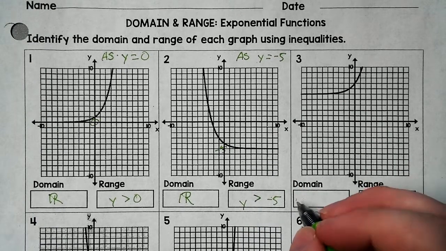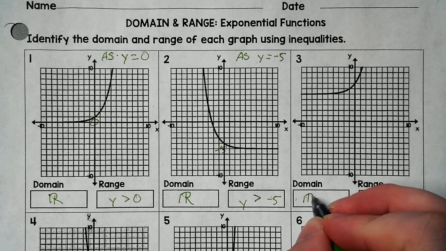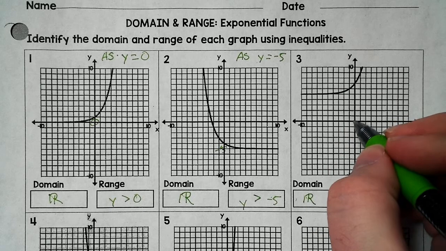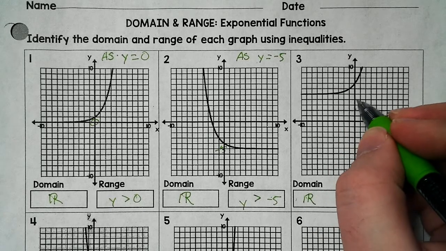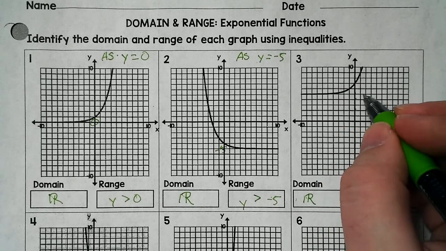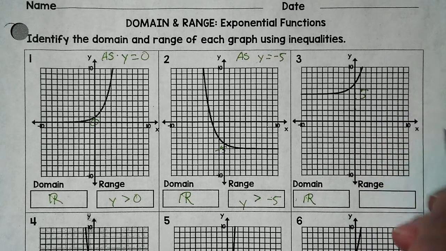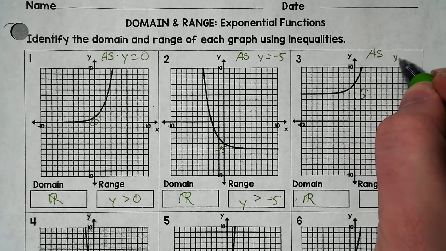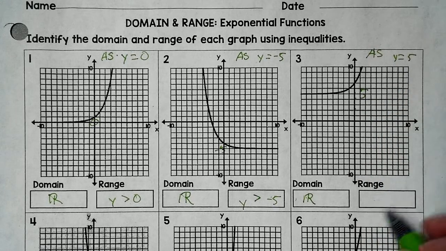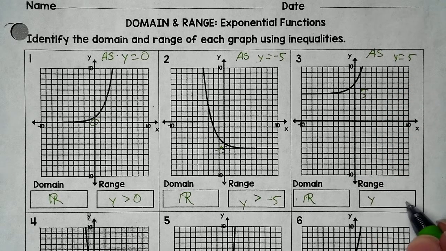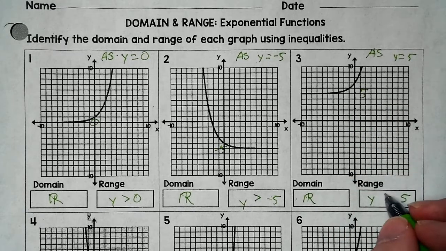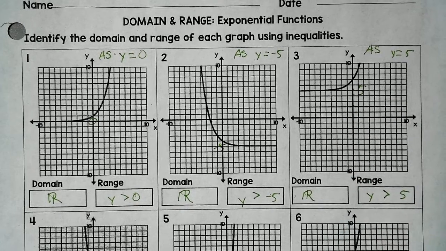Number 3, domain. Once again, all real numbers. Our range, well, find your asymptote. So 1, 2, 3, 4, 5. This one looks like it's at +5. So our range, we're comparing y's to 5. You compare it to your asymptote, and it's above, so it's going to be greater than 5.